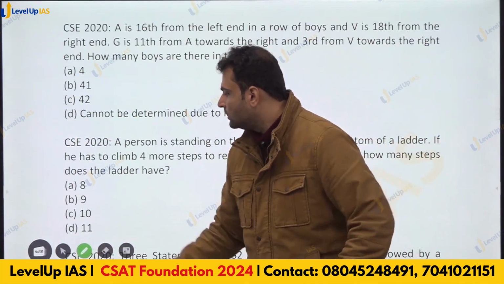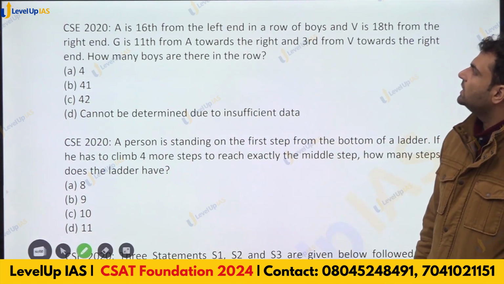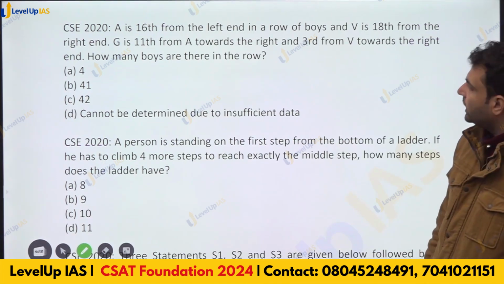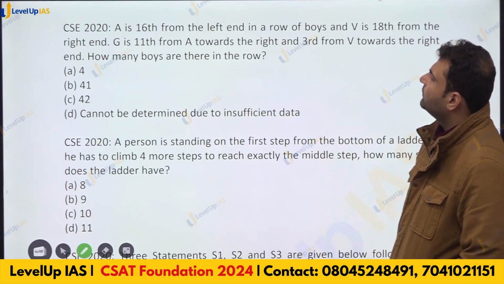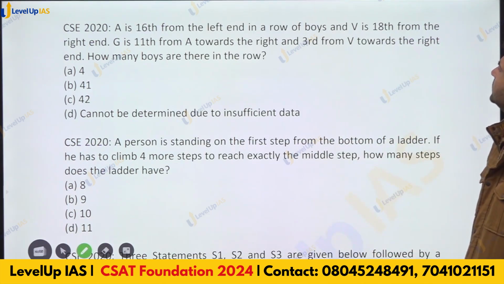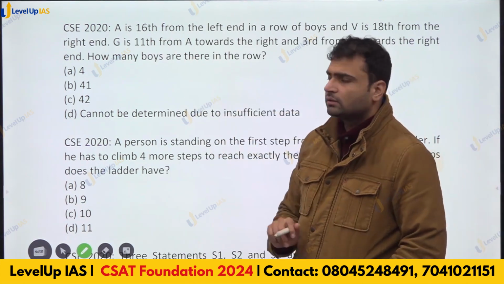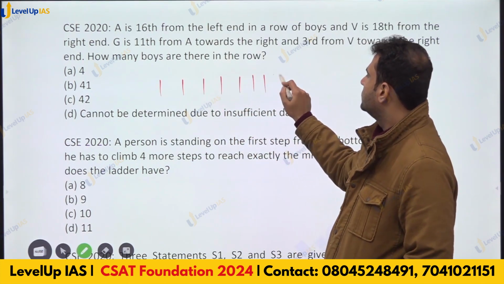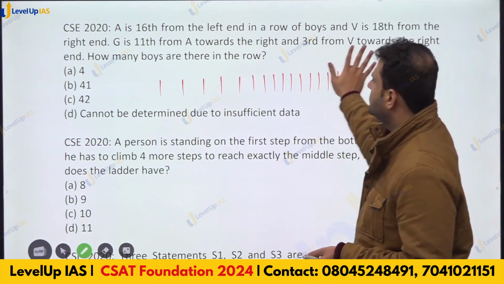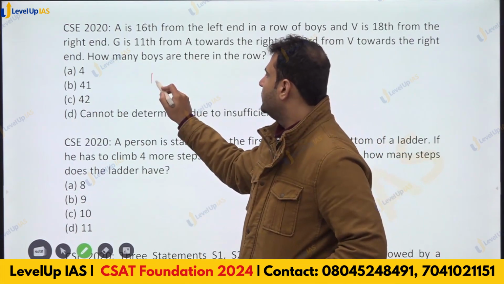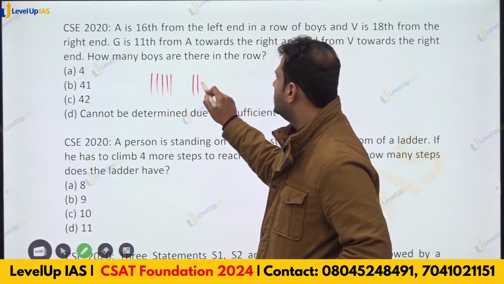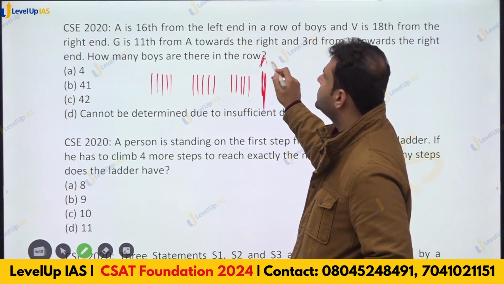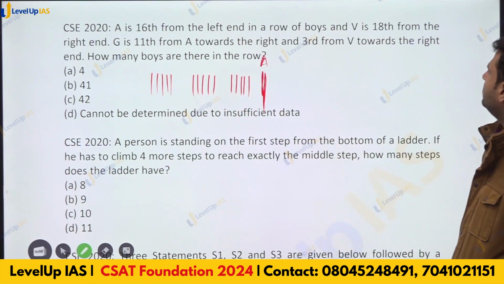Next question says A is 16th from the left in a row of boys and B is 18th from the right end. Okay, fine. And G is 11th from A towards the right and 3rd from B towards the right. Let us consider A. He is 16th from the left. Actually, let us do it in a more methodical way. 1, 2, 3, 4, 5, 1, 2, 3, 4, 5, 1, 2, 3, 4, 5. And this is where A stands. This is A, 16th from the left end in a row of boys.